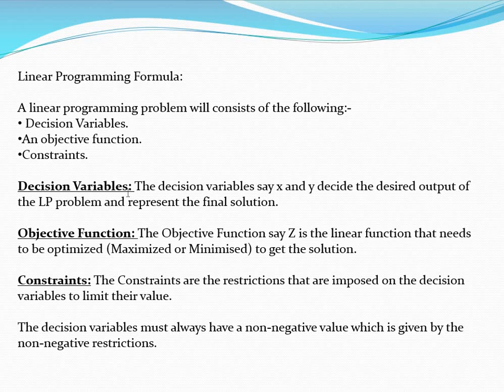Decision variables, say X and Y, decide the desired output of the linear programming problem and represent the final solution. And the objective function, say Z, is a linear function that needs to be optimized, either maximization or minimization. Maximization is for profit and minimization is for expenditure to get the solution.